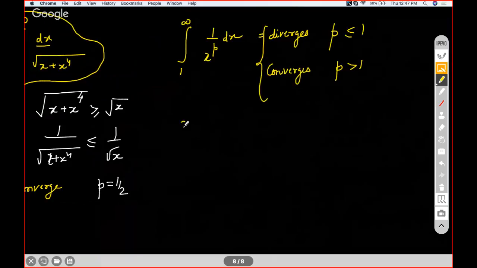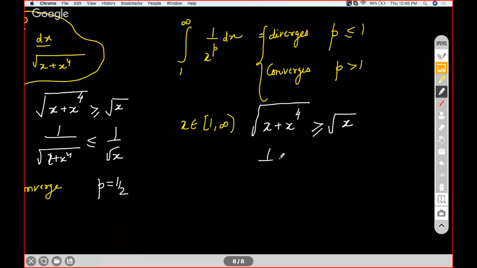So now again, in the interval 1 to infinity. Yeah, Aditya, tell me. Can I say this will be again greater than this? Yeah, therefore the roots are greater and therefore the reciprocal is lesser. And 1 by root x is divergent. So you can't say anything. So that one is also divergent. Now this doesn't work over here.